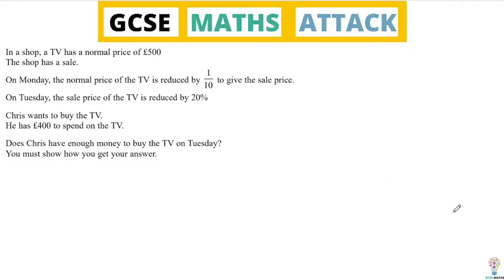Right guys, so this is our final question. This is a GCSE question that has cropped up before. Now it's quite wordy, so we need to sit there and think about the key words and what it's asking us to do. So let's begin. In a shop, a TV has a normal price of 500. So that is a key word. The shop has a sale. On Monday, the normal price of the TV is reduced by 1/10, giving the sale price. On Tuesday, the sale price of the TV is reduced by 20%.